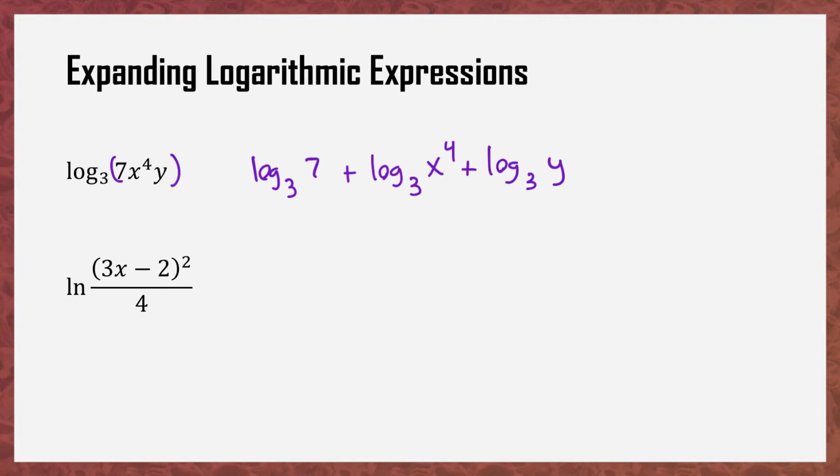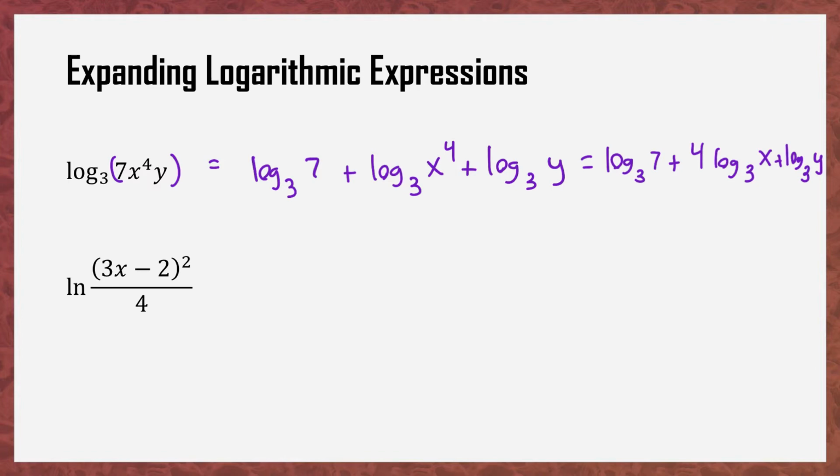But there's actually one more thing that we can deal with here. We have an exponent of 4 here, and so I can bring that down and write it in front of that logarithm. So I will do that. This is equal to log base 3 of 7 plus 4 times log base 3 of x plus log base 3 of y. All right, that's pretty cool.